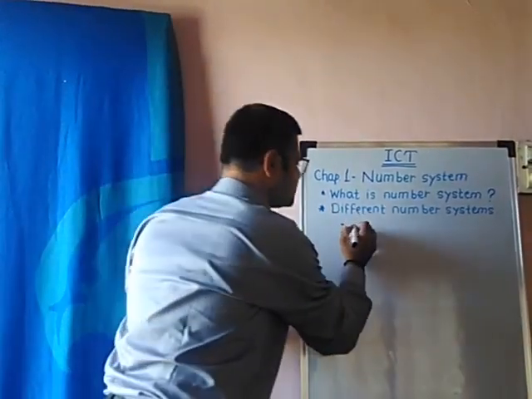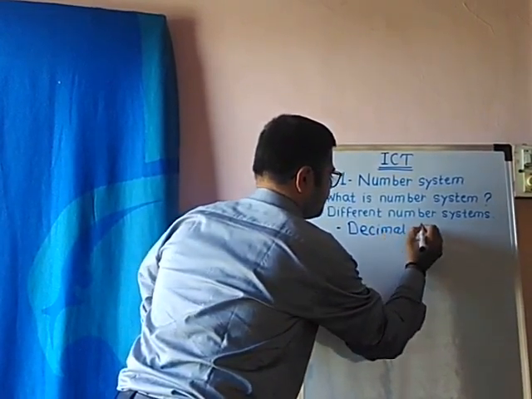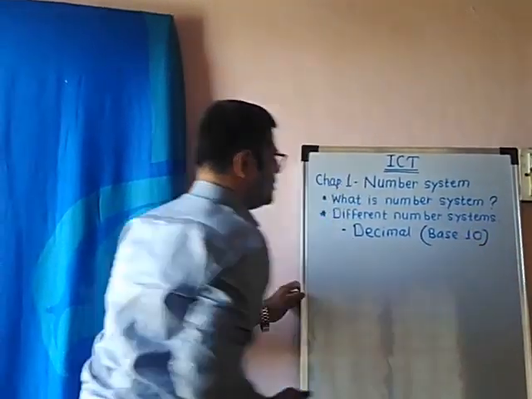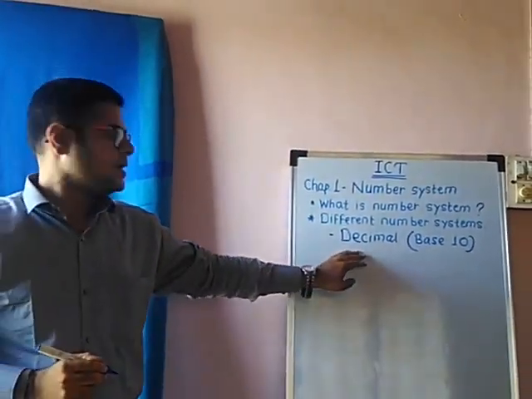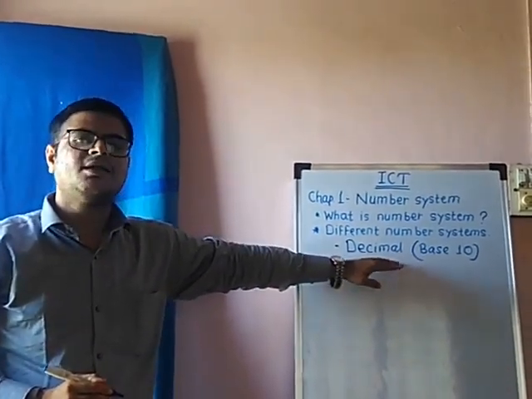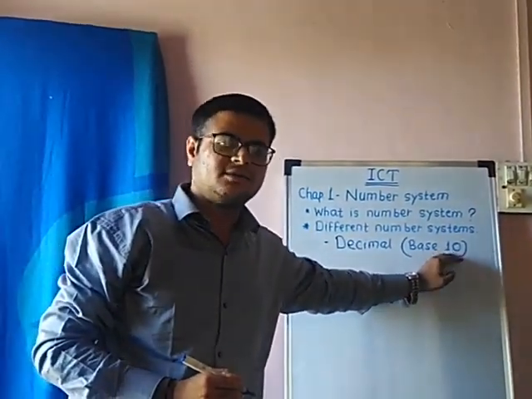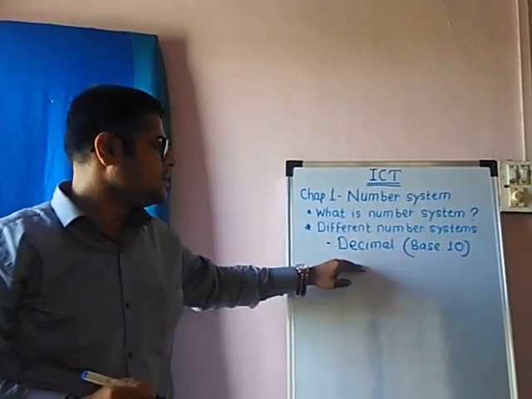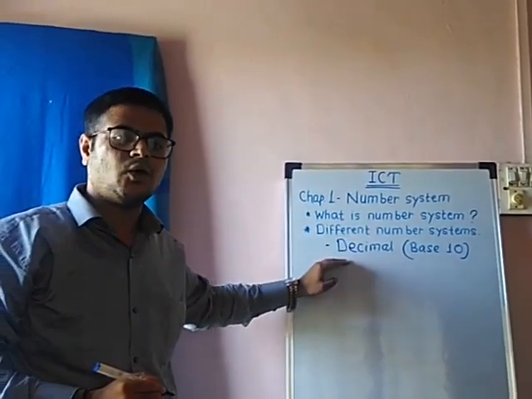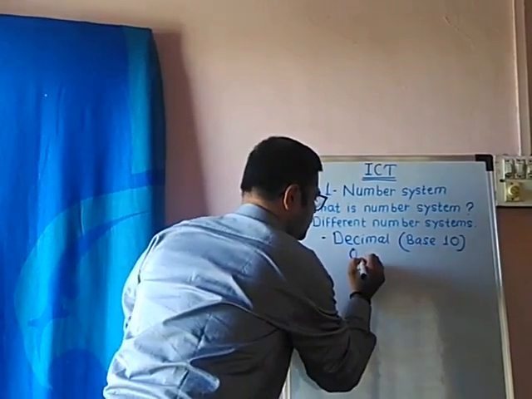The first number system is decimal number system. The decimal number system is the widely used number system. You use this number system in mathematics, and the base of this number system is 10. What does it mean? It means that this number system contains the numbers from 0 to 9. Okay? From 0 to 9.